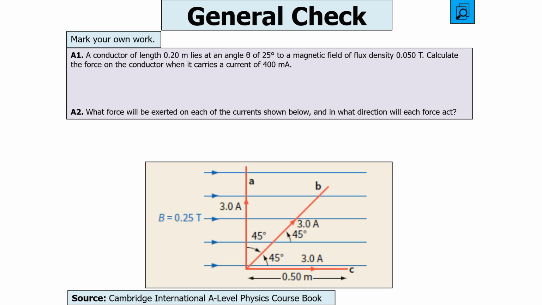Right, in this first one, we've now got to include the angle in our F equals BIL equation. So F equals BIL sine theta, pop in all the values, milliamps turns into amps by times 10 to the minus 3, so it's 1.7 times 10 to the minus 3 newtons.